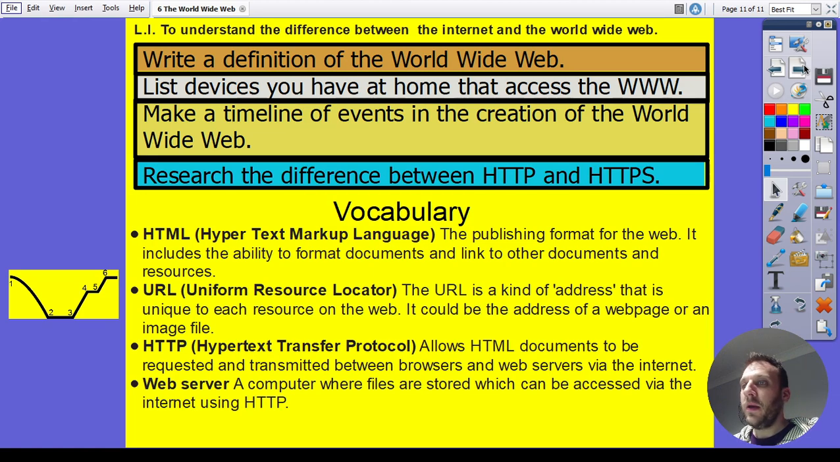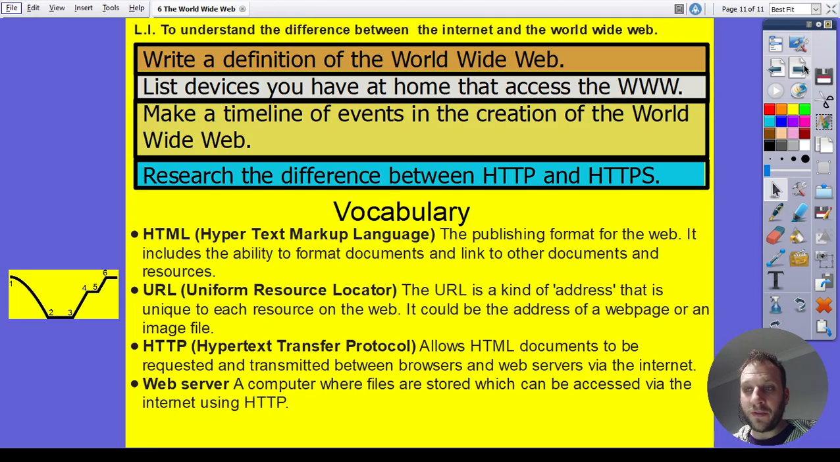Okay. Gold, make a timeline of events in the creation of the World Wide Web. So we've just been over that, so you'll want to rewind the video and look back to do that. And finally, a bit of a challenge: research the difference between HTTP and HTTPS. Now, I've not talked about that. You'll have to go away and find that for yourself.